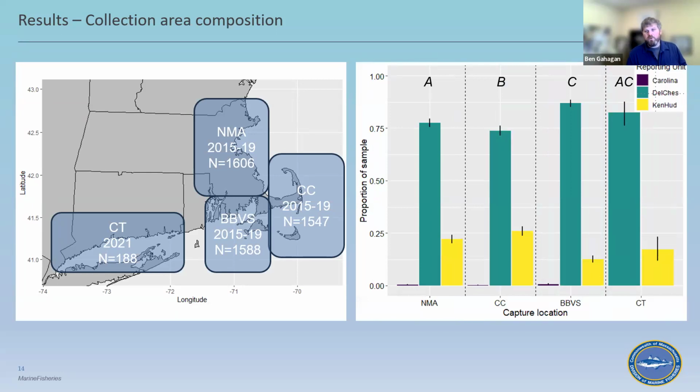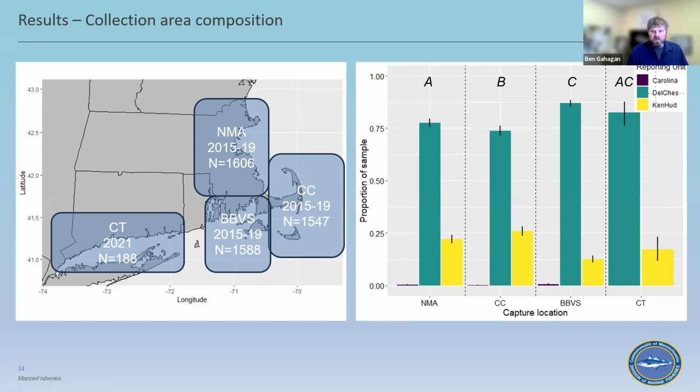The estimates for rep unit composition by region from north to south are along the x-axis, and on the y-axis is the proportion of the mixed sample with Carolina as purple, Delaware Chesapeake as teal, and Kennebec Hudson as yellow. The black bars are 95% credible intervals from the 1900 post burn-in sweeps. And as was illustrated by the matrix in the previous slide, all three Massachusetts regions were composed of more than 70% Chesapeake Delaware bass.